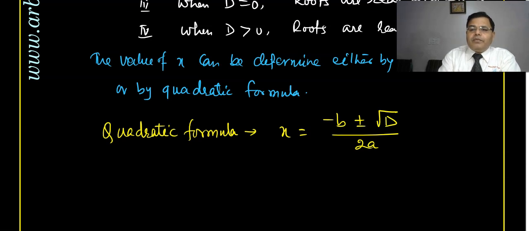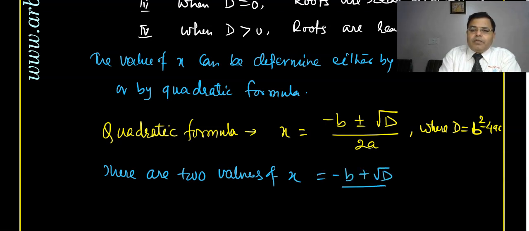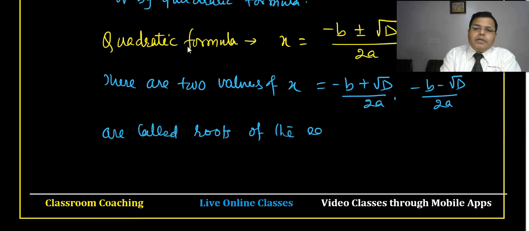And remember, what is D? Where D is b square minus 4ac, right? So this is the quadratic formula. So there are two values of x, that is minus b plus root D upon 2a and minus b minus root D upon 2a. These are called roots of the equation.